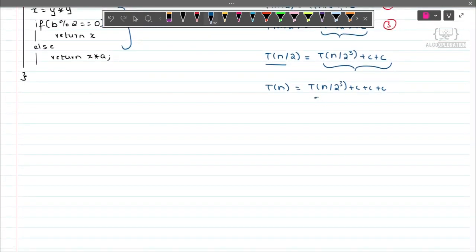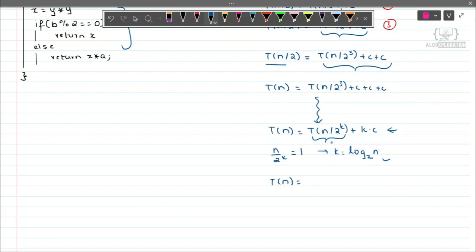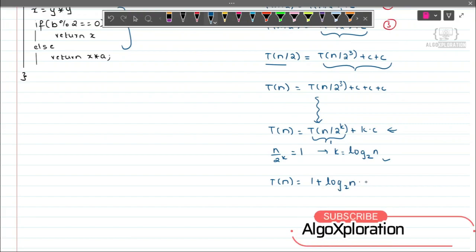Now if we do this for k number of times, this will be t of n equals to t of n by 2 raised to k plus k into c. Now we have to eliminate this part, so let's put n by 2 raised to k as 1 because of the termination condition. So the value of k will be log n base 2. Now we will substitute the value of k in this equation. So it will be t of n equals to, the value of this will be 1 plus log n base 2 into c.